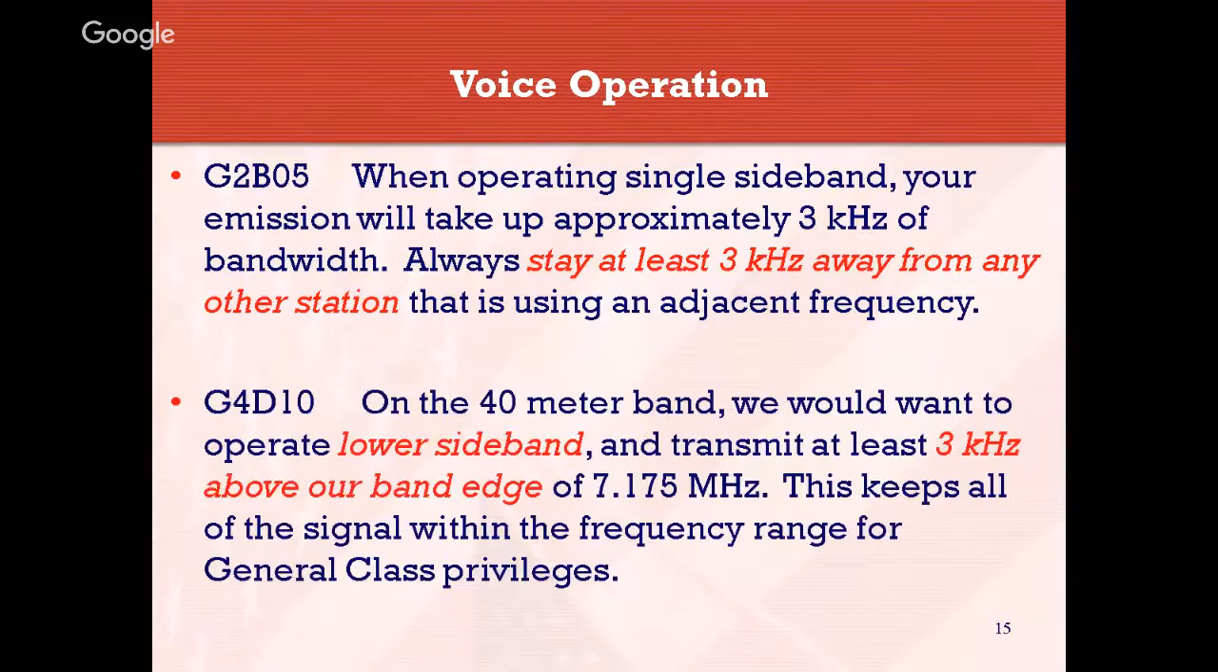So on the 40-meter band, we would want to operate lower sideband and transmit at least 3 kilohertz above our band edge of 7.175, which means that the lower end of your band edge is 7.175. The lowest you want to tune your radio is 7.178. That's 3 kilohertz up. So you don't want to go any lower than that. So this keeps all your signal within the frequency range of your general class privileges.